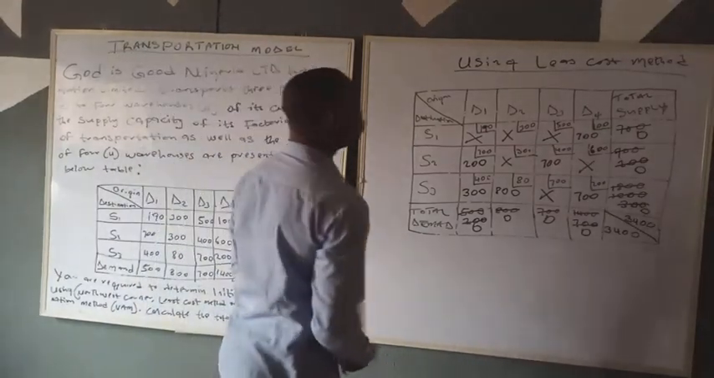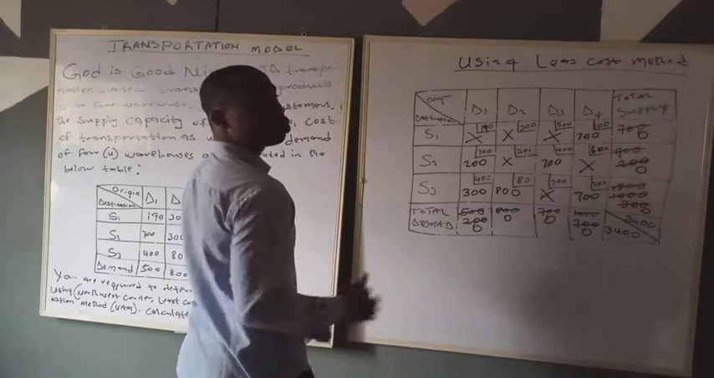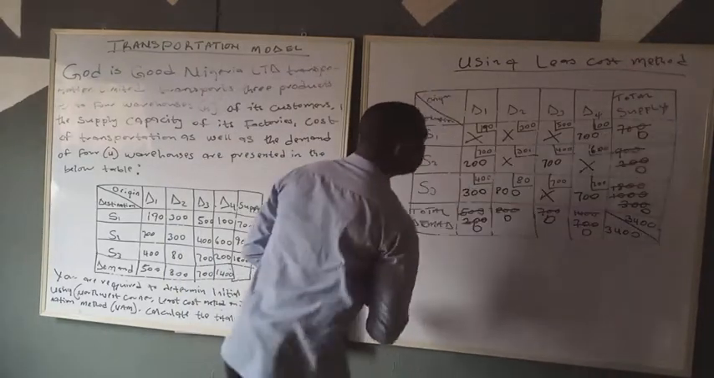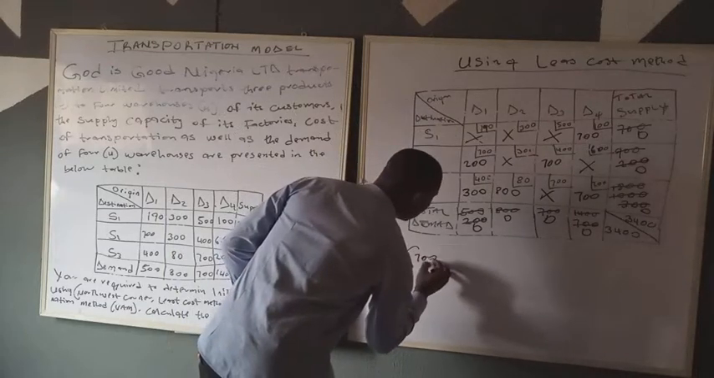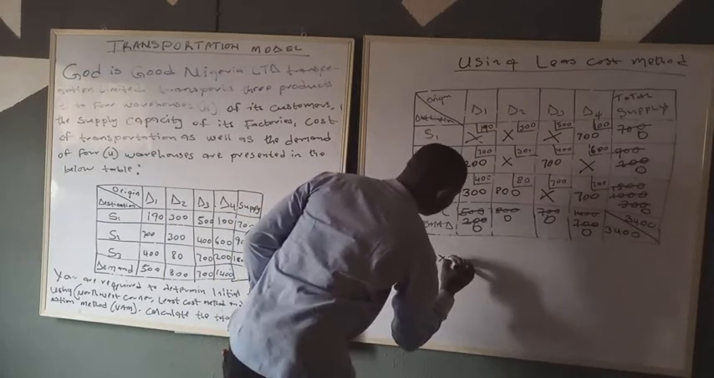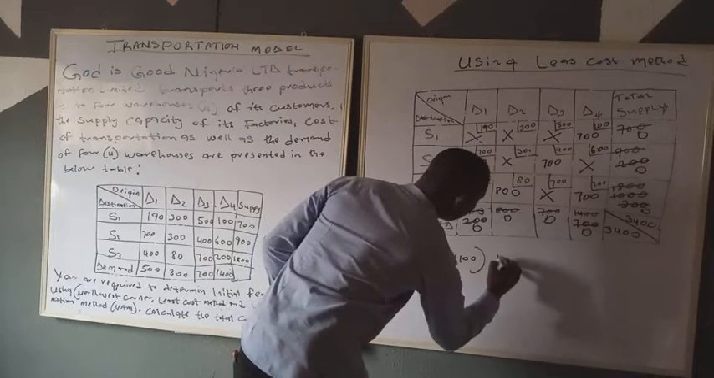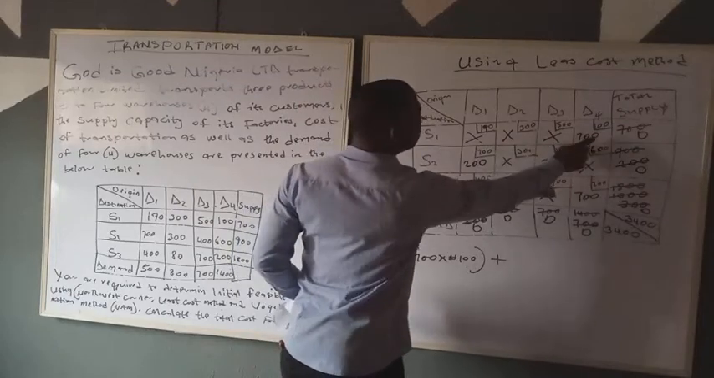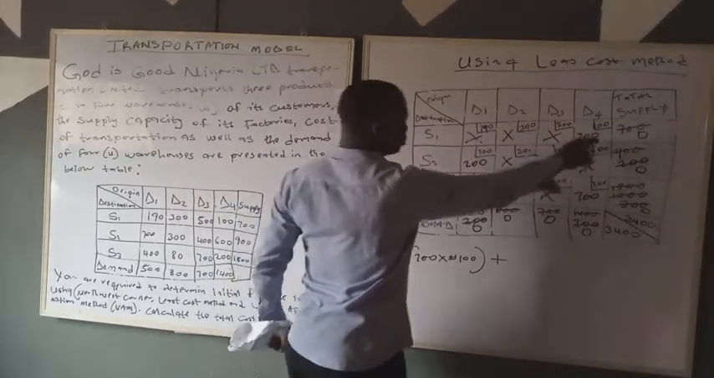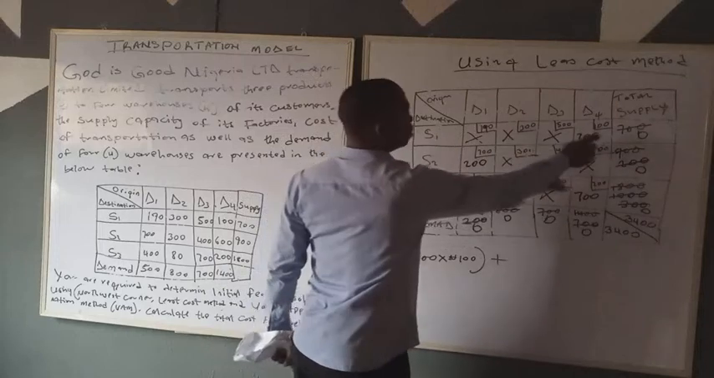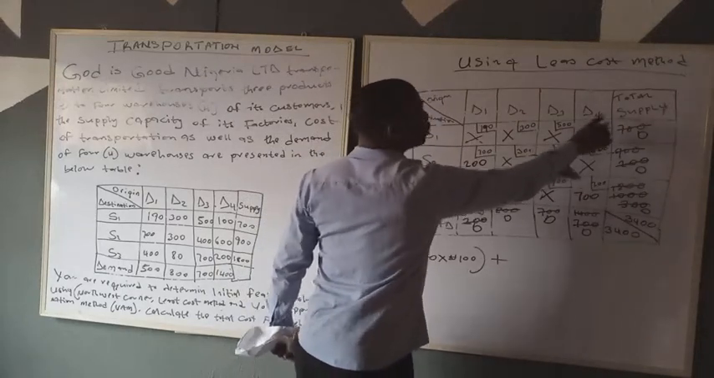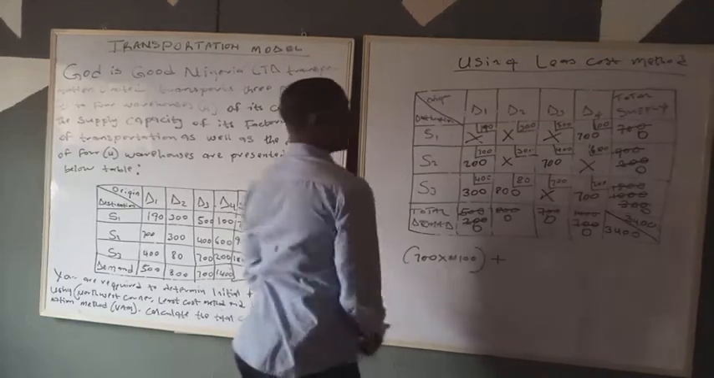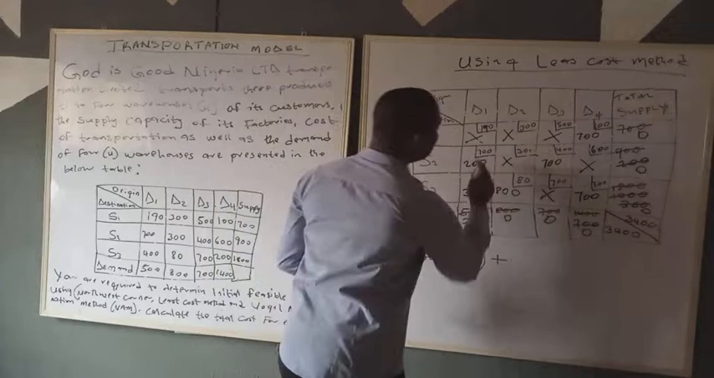So they say we should calculate the total cost. How are you going to calculate the total cost? From here we have 700 times 100 naira. As I said before, these are the costs, so we were able to satisfy demand 4 from supply 1, and the cost is 100 naira. So for us to know the total cost, it is 700 units times 100 naira. That is how we do it everywhere we supply.